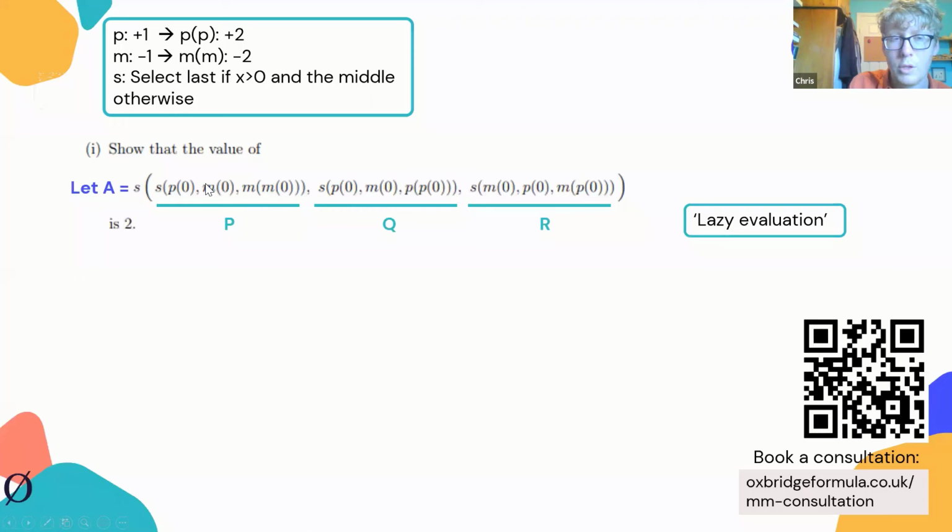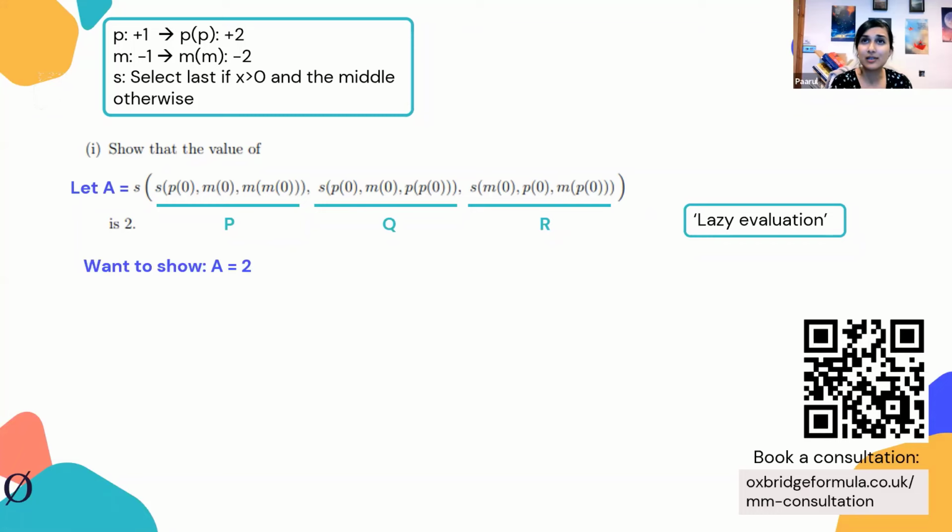So the input we do know we need is P. We definitely need to know the value of that because it decides which of Q and R we keep. So we'll start with P. So to start working, we'd say, okay, here's what we want to show. We want to show A = 2. And the first thing we're going to do is evaluate P.